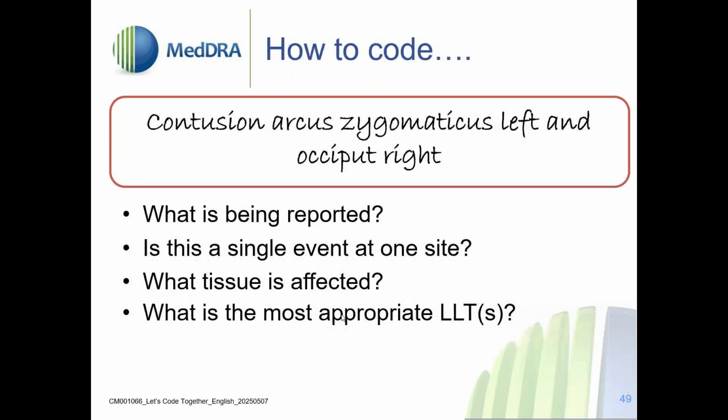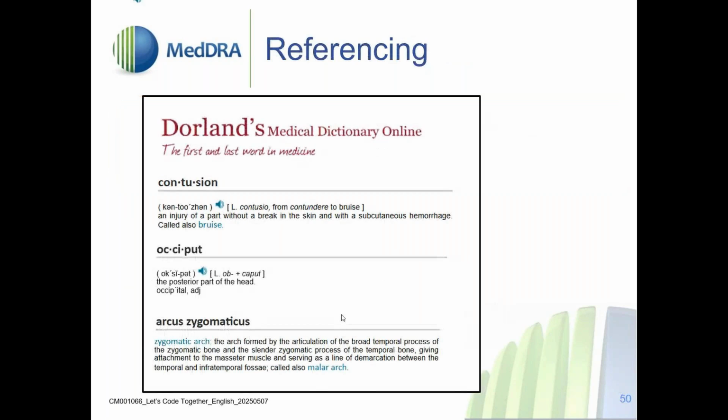So here, our next patient suffered a contusion, and the affected site is further specified as left arcus zygomaticus and the right occiput. So do we understand what happened here? Is this a single event or at one site? And what type of tissue is affected? Let's consult the Dorland's first to better understand the reported event. The underlying event is a contusion at two different sites, the arcus and the occiput.